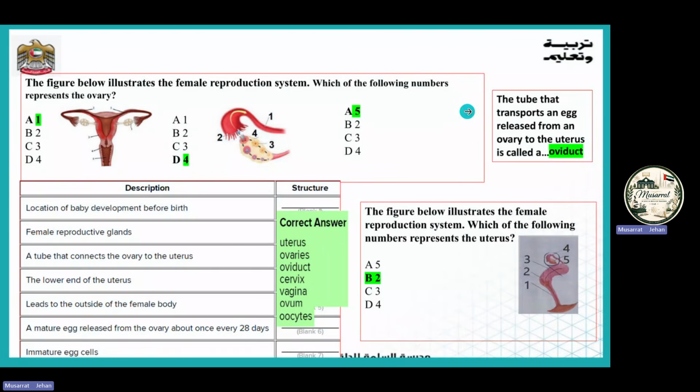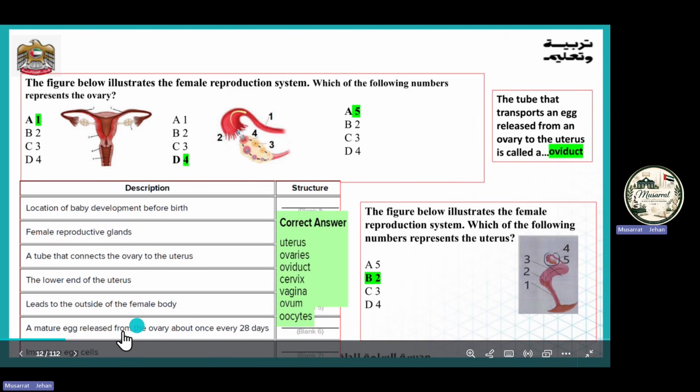Now here are some questions. The figure below illustrates the female reproductive system. Which of the following numbers represents the ovary? So this is the ovary. This is the oviduct. Here you have the uterus, cervix, and vagina. The tube that transports an egg released from an ovary to the uterus is called the oviduct. Location of the baby's development before birth, uterus. Female reproductive gland, ovaries. Tube that connects the ovary, oviduct. Lower end of the uterus, cervix, leads to the outside. Mature egg, ovum. So these are some questions.